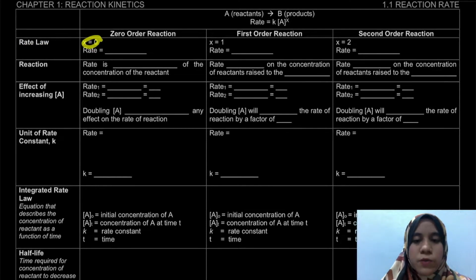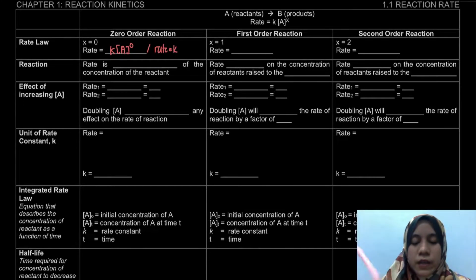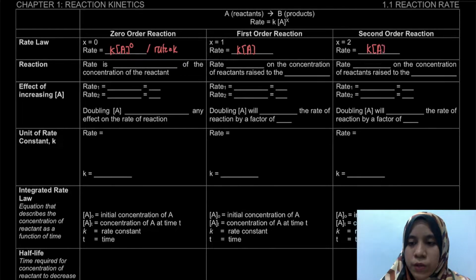Okay, so here, the first one to look at is the rate law. So when x is equal to 0, how do we write down the rate law here? So the rate law will be k[A]^0. Or you could also write it down as rate is equal to k, because A raised to the power of 0 will become 1. Okay, that is for zero order. For the first order, if x is equal to 1, we're going to write down rate is equal to k[A]. And then when it is a second order reaction, rate will become k[A]^2. So that is how we write down the rate law.